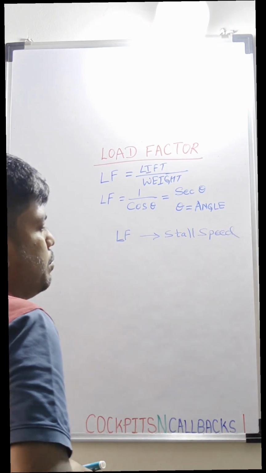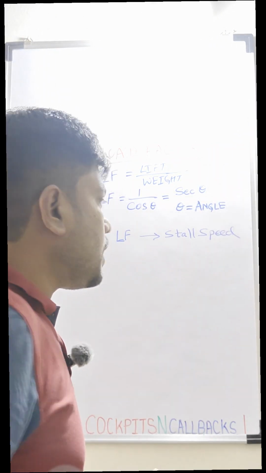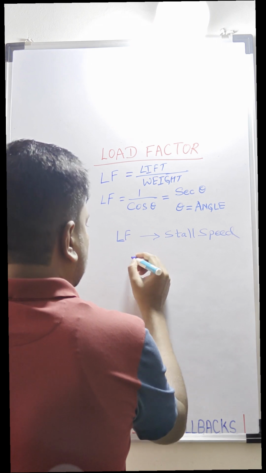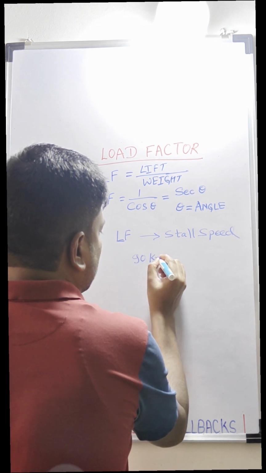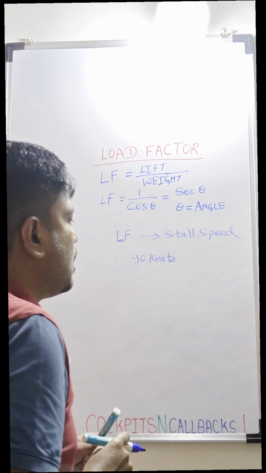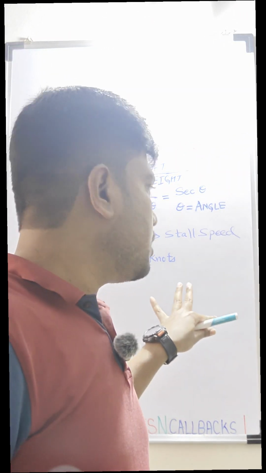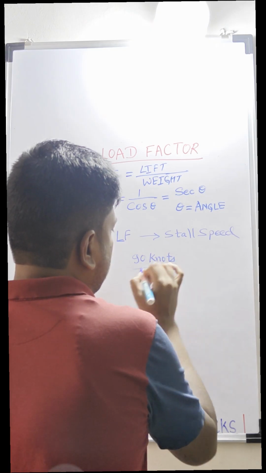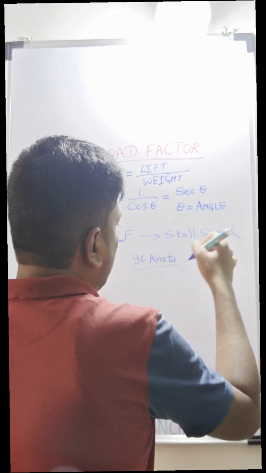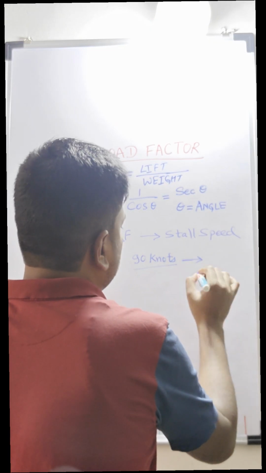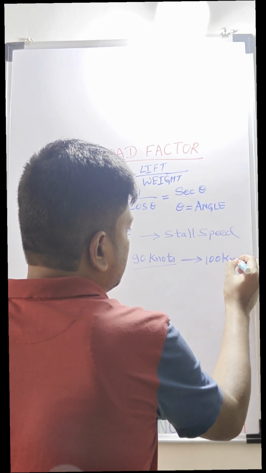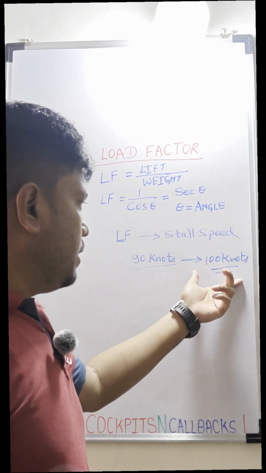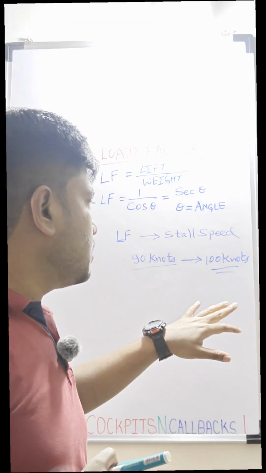What I mean by this is, let's say an aircraft initially could have stalled at, let's say, 90 knots. Now I'm just taking this for the sake of example. This is not a real value. So earlier it could have stalled at 90 knots, right? Now when the load factor increases, it would stall at 100 knots, right? So what is happening here? The stall speed has increased.